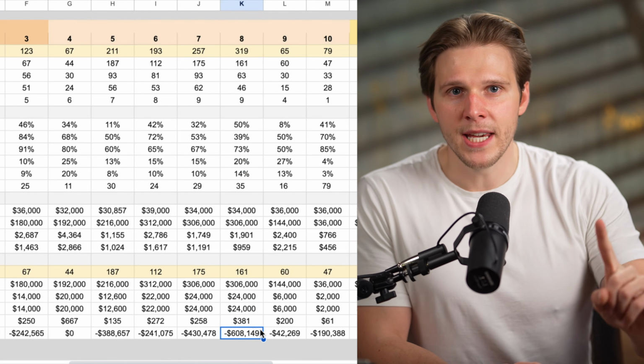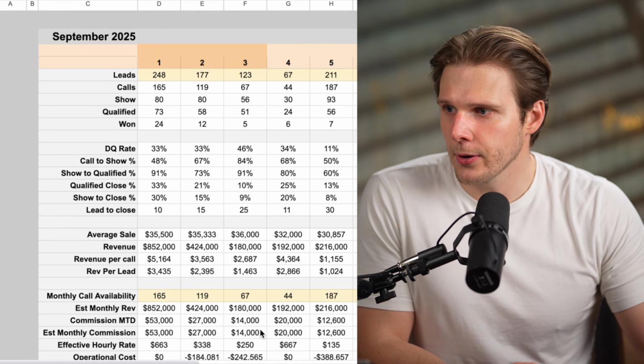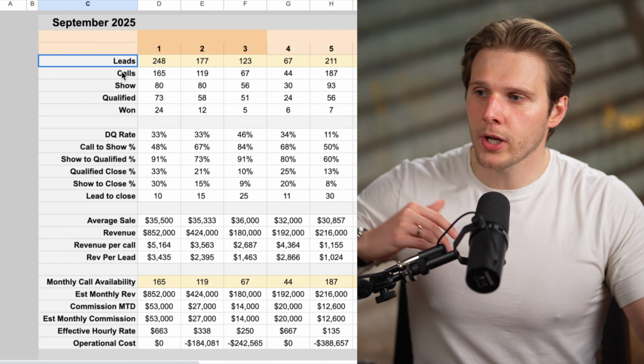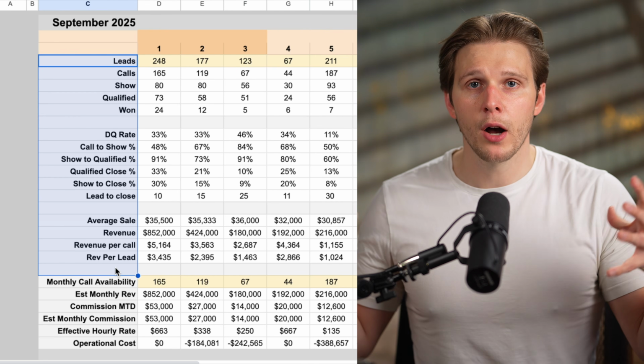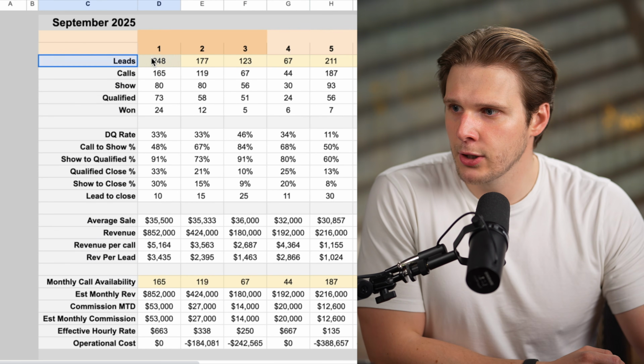But despite that being one of the biggest numbers on here, there are actually more important numbers. But let's go through a couple more definitions here so I can actually explain how this comes together and give you a full picture of how your sales team should be run. So first is the leads. We already talked about those.